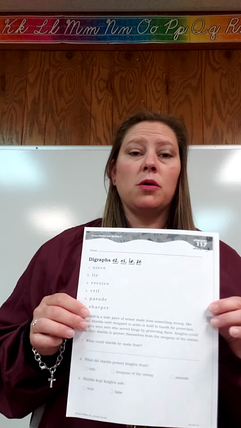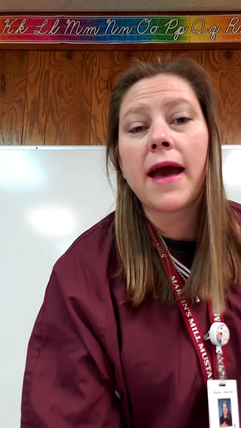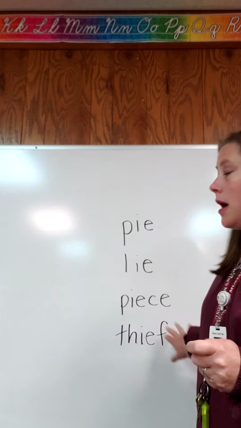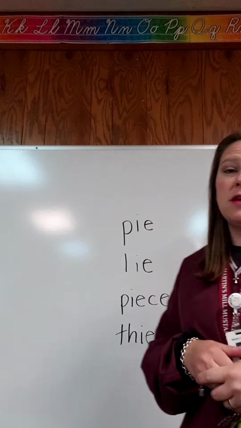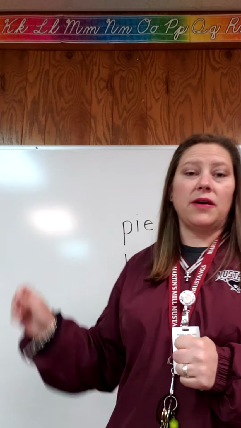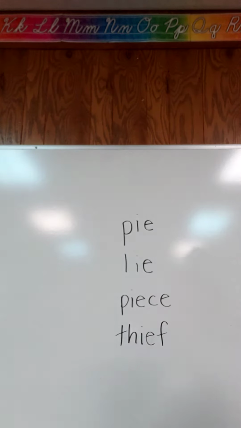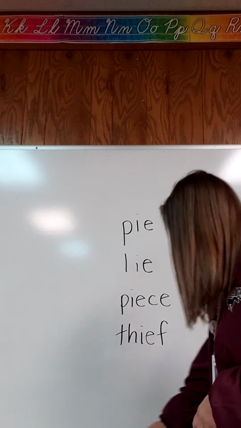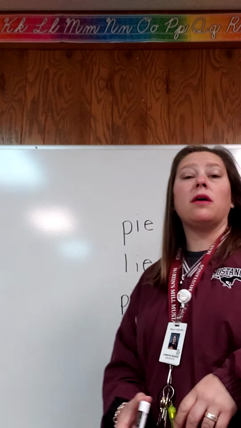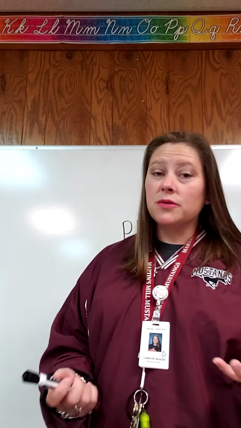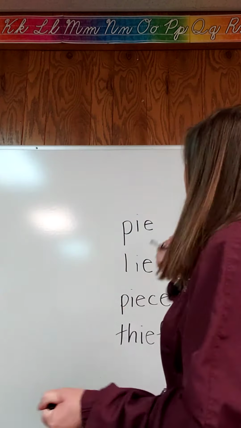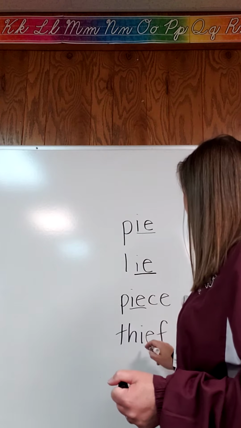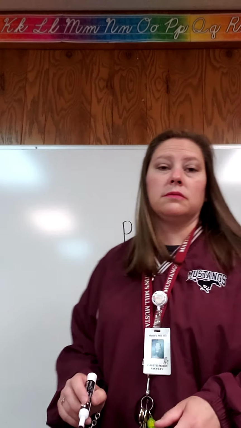So we're going to start out by taking a look at these words here, okay? Right off the bat, looking at the words, I'm sure by now you've identified that each of these words contain digraph IE, okay? So how do we code a digraph? That's correct. You're going to underline it. So we're going to go ahead and underline the IE digraph in each of these words, okay?